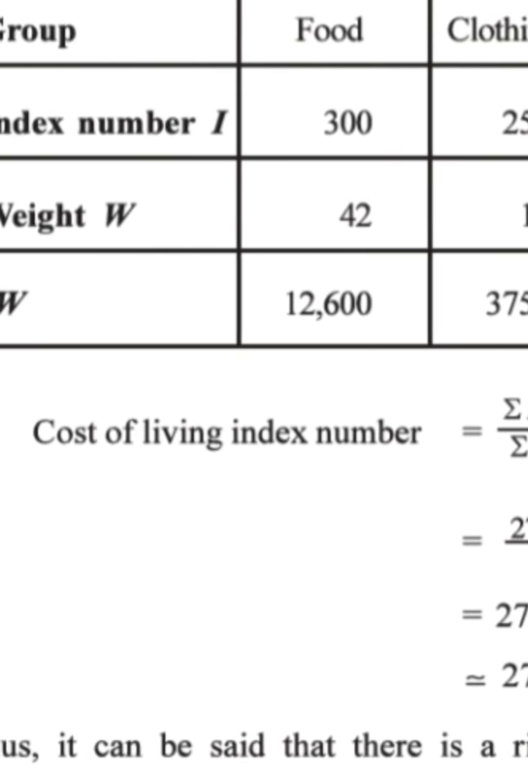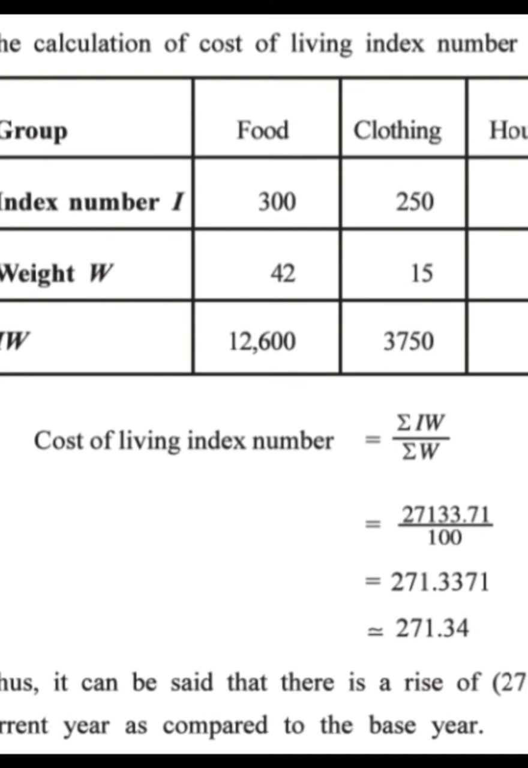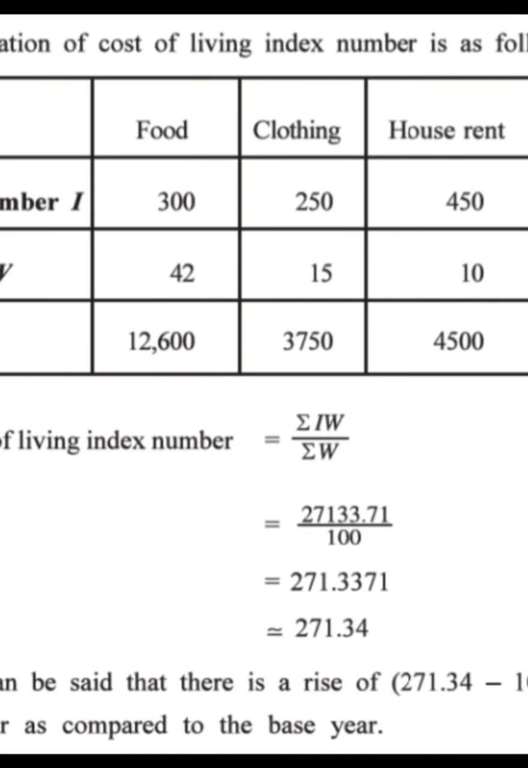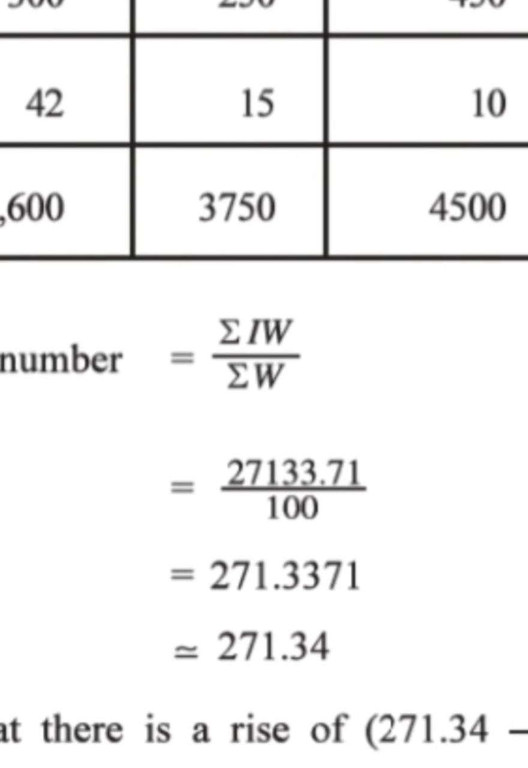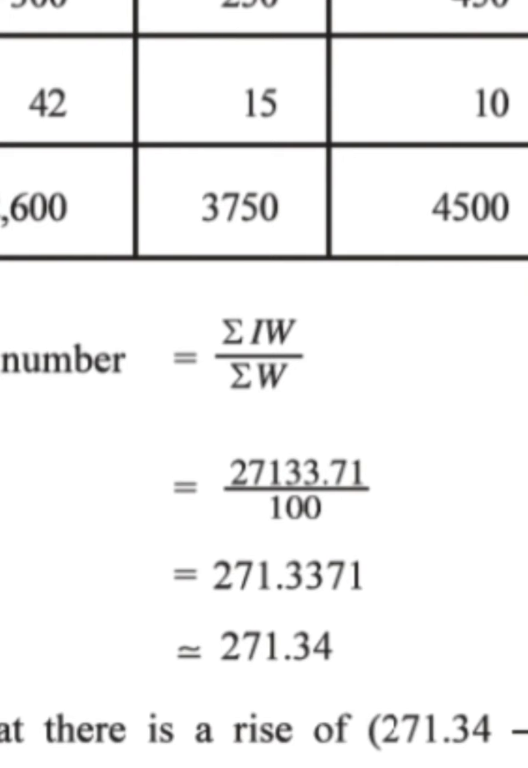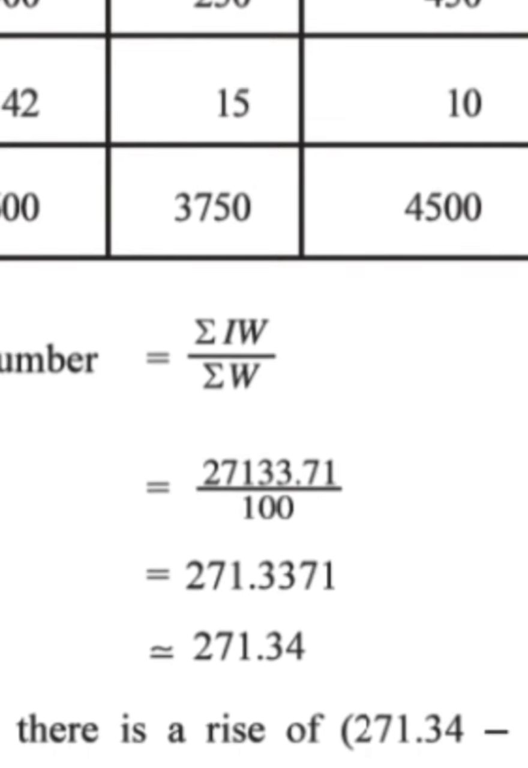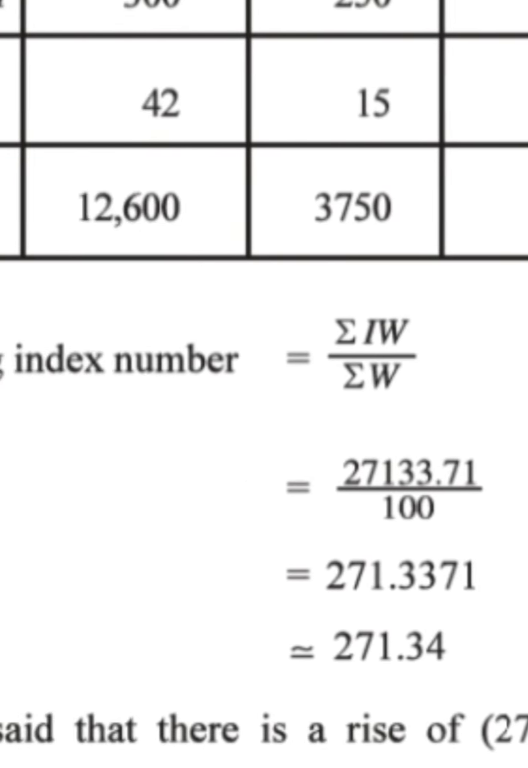So now you are going to find out the cost of living index number, that is sigma IW upon sigma W. Sigma IW you just found out goes in the numerator. Sigma W, we have seen, is 100, and it goes in the denominator. Dividing them, you get 271.34, and that is the cost of living index number.